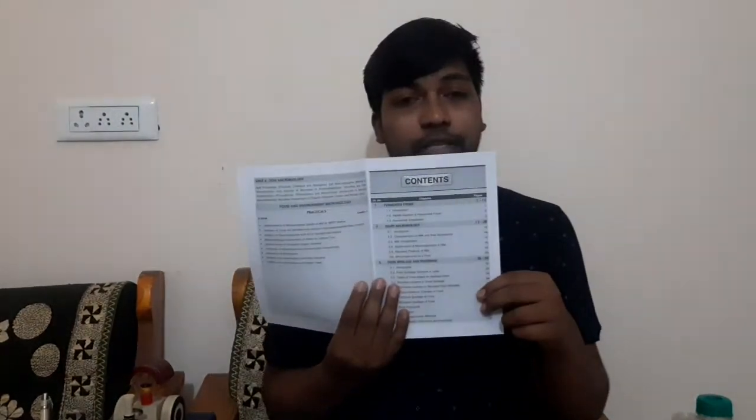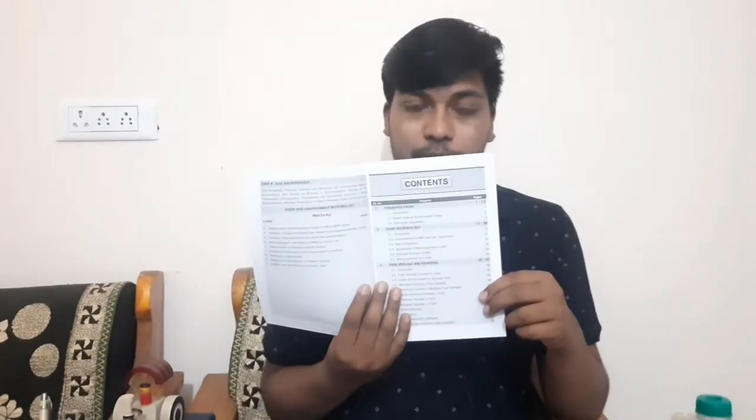If you open the first page, here are the book title, author name and publisher name, then the copyright page, and then the preface. After the preface you will find the content. The content in the Food and Environmental Microbiology book is totally related to food microbiology and environmental microbiology. The first unit is about fermented food.